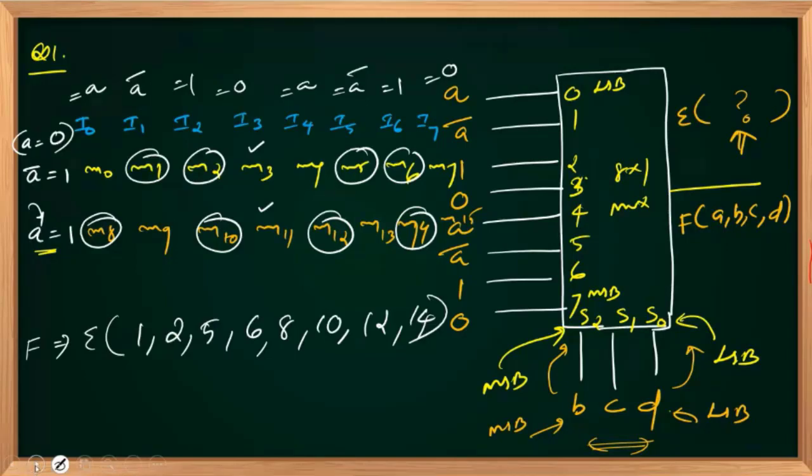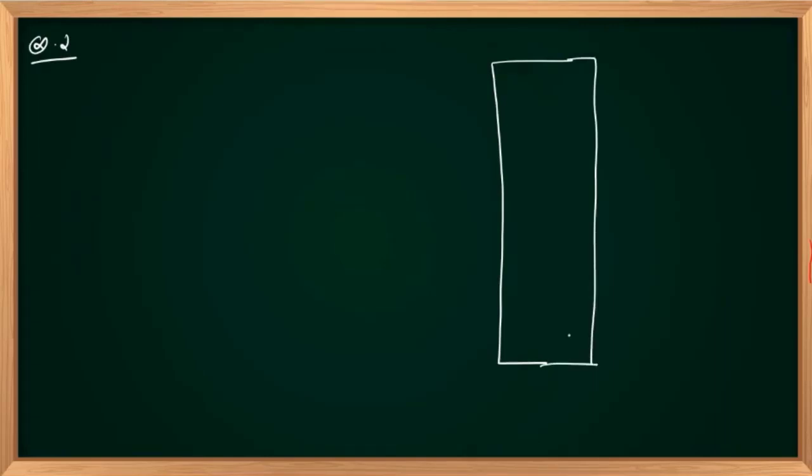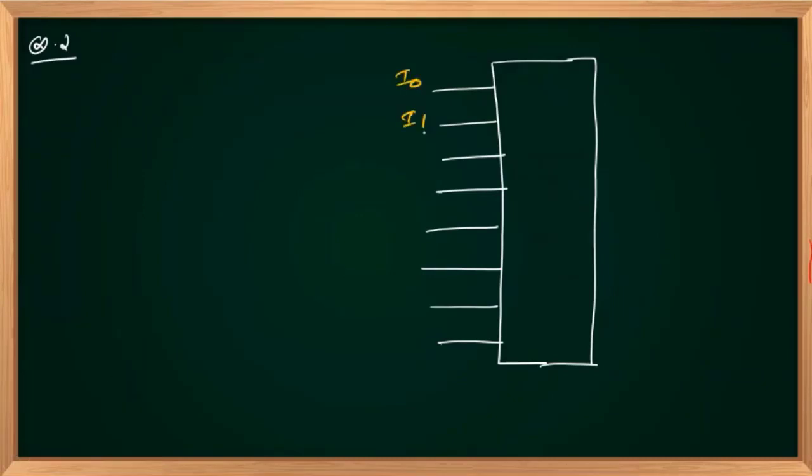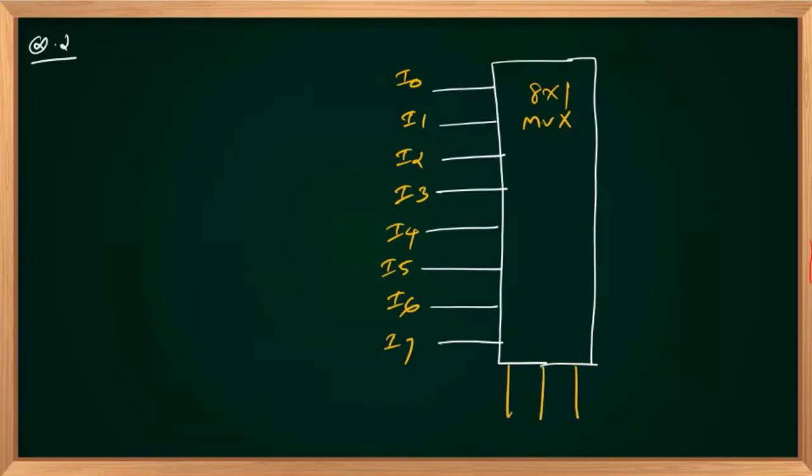Right. Let us do that. Okay. So write on next question number 2. Question number 2. Again 8x1 multiplexer. Big one, 8x1 multiplexer. 1, 2, 3, 4, 5, 6, 7, 8. I will mark them as I0, I1, I2, I3, I4, I5, I6, I7. It's an 8x1 mux. Okay. And the select lines are 3 numbers.